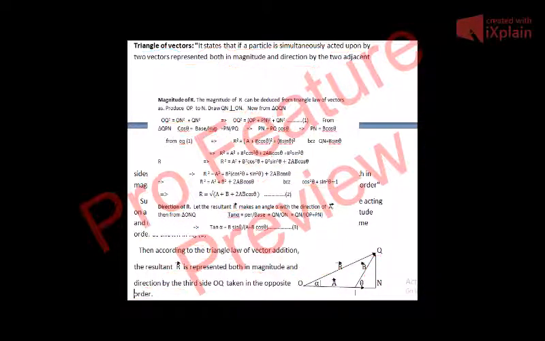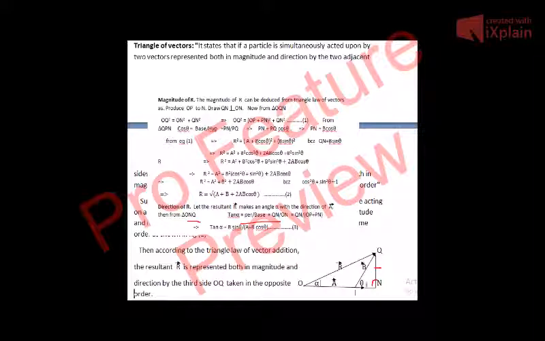Now, the direction of R. Let the resultant vector R make an angle alpha with the direction of vector A. As you can see from the figure, this resultant vector R makes an angle alpha with the vector A. Then from triangle OQN, this is a right triangle. Tan alpha is equal to perpendicular by base, that is QN by ON.